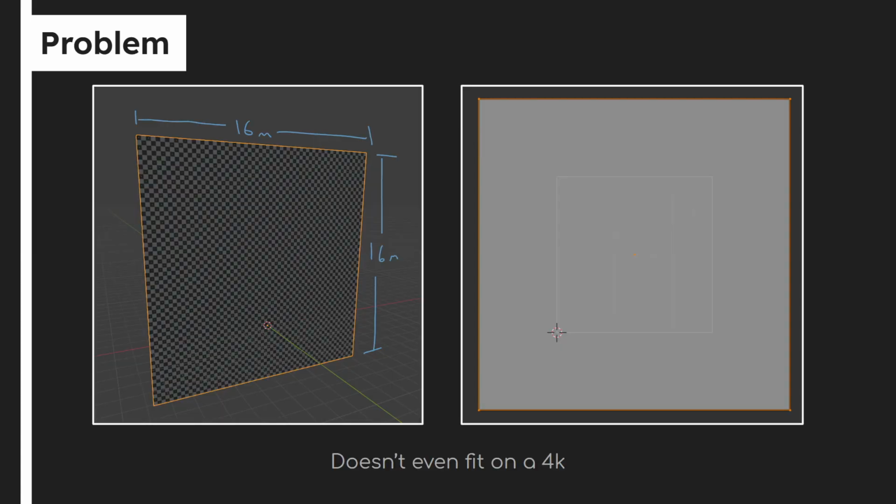So here's the example. If I've got 16 meters by 16 meters, even at 512, if you do 512 times 16, you're getting more than a 4K map. I can't fit this on a 4K map. And there's no way you should be making an 8K for this kind of stuff. Please keep it below 4K. These environment textures should not go up to 4K. Like 2K at max.